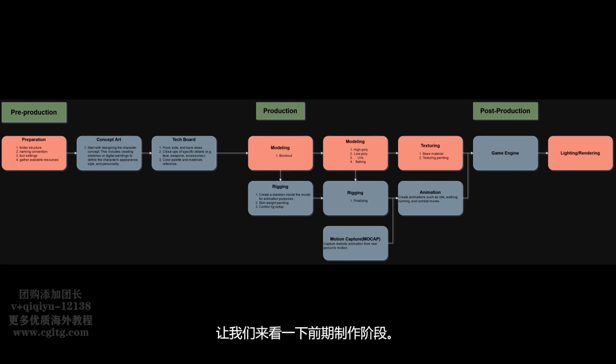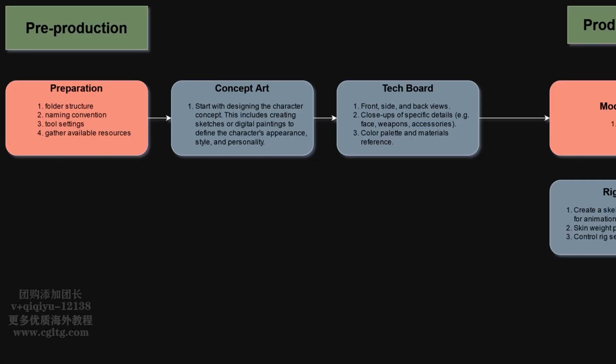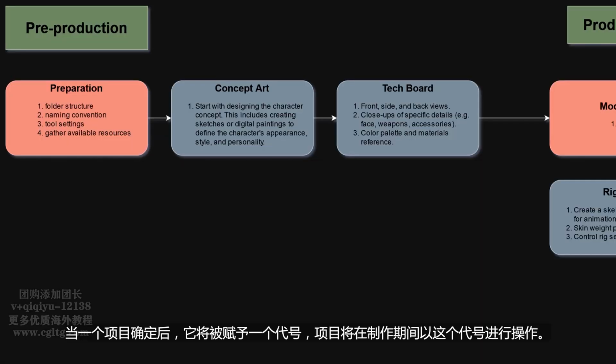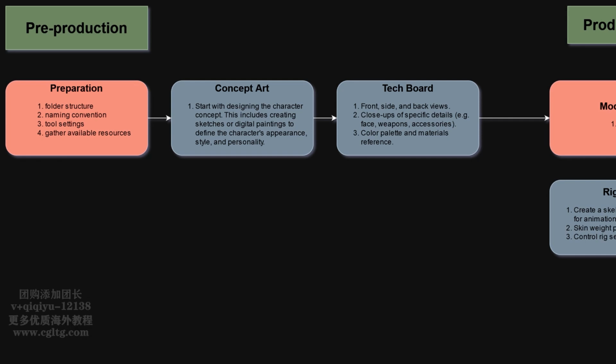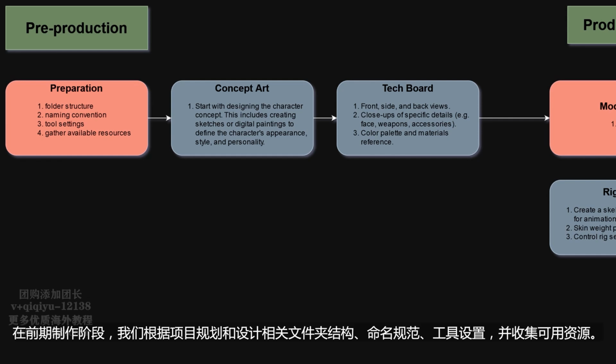Let's see the pre-production stage. When a project is determined, it will be given a code name, and the project will be operated under this code name during the production period. In the pre-production stage, we plan and design the related folder structure, naming convention, tool settings, and gather available resources based on the project.